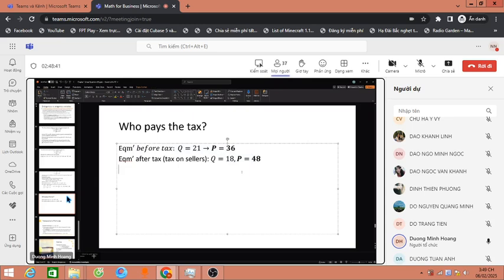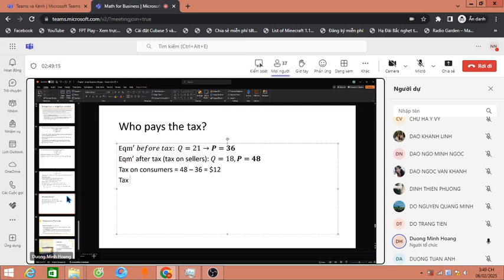So that difference is actually a tax on consumers. Even though officially the tax is not placed on consumers, they now have to pay a higher price. So that difference is the tax, actually placed on consumers. That means consumers have to pay $12 in tax.